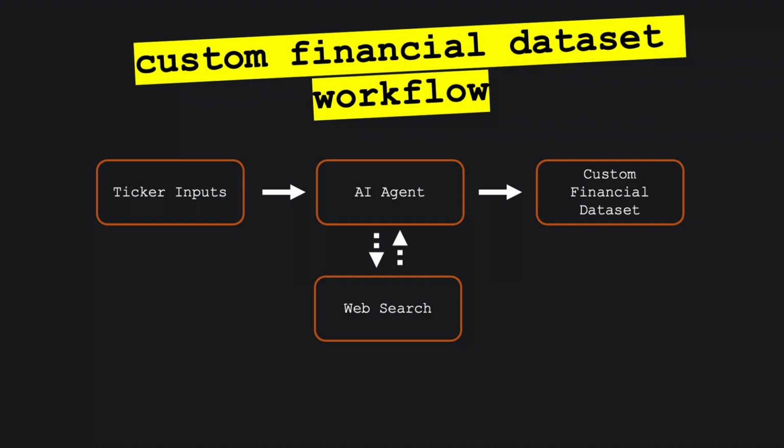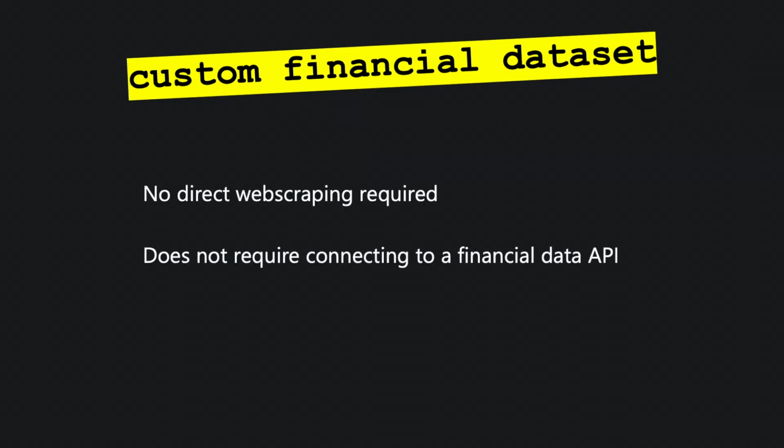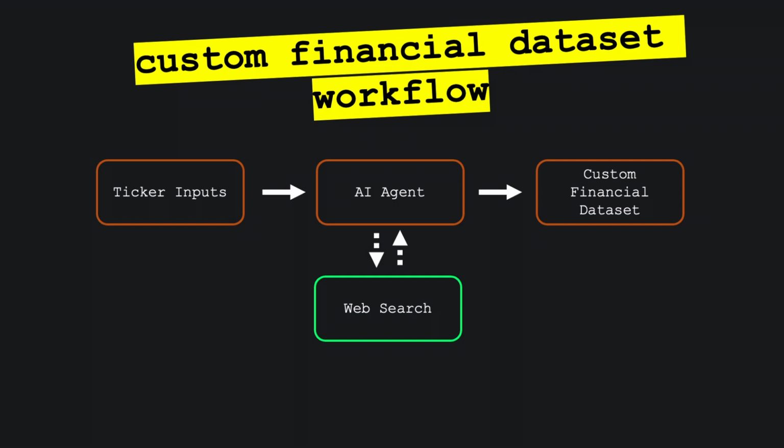This tutorial will show you how to build an AI agent workflow that creates custom financial datasets from scratch. These datasets will be at the company level, meaning we'll input a stock ticker symbol and get company data as outputs. We won't be relying on traditional web scraping, and we're not connecting to any financial or stock data APIs. Instead, we'll use AI agents to scour the internet for relevant data points, including variables that aren't typically structured or found in any off-the-shelf dataset.